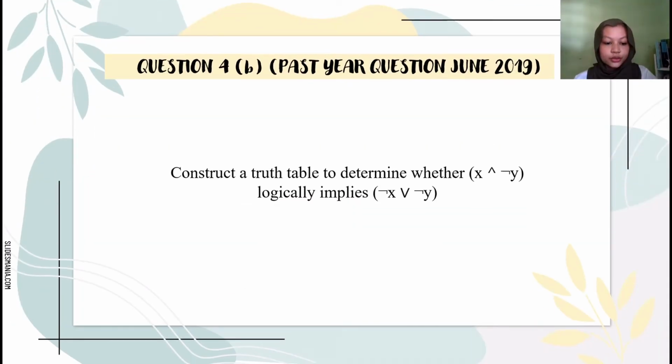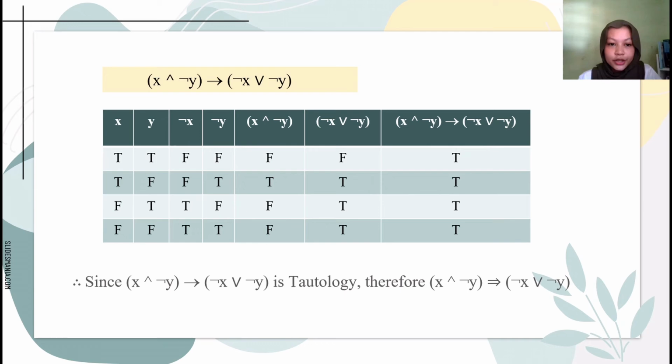Now I will show how to solve question 4b from the past year question, June 2019. The question is, construct a truth table to determine whether X and not Y logically implies not X or not Y. Firstly, we need to have the equation from the question, which is X and not Y implies not X or not Y.